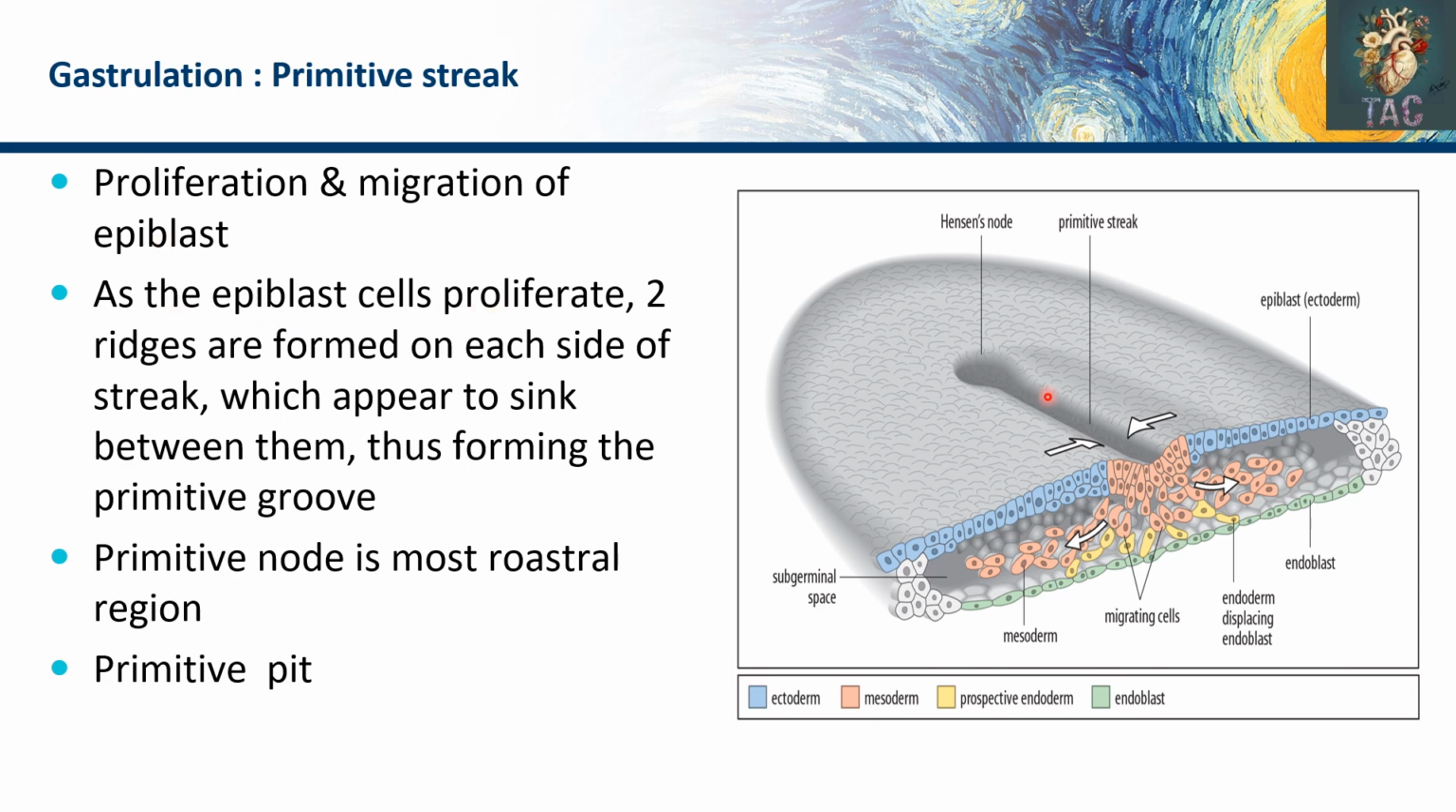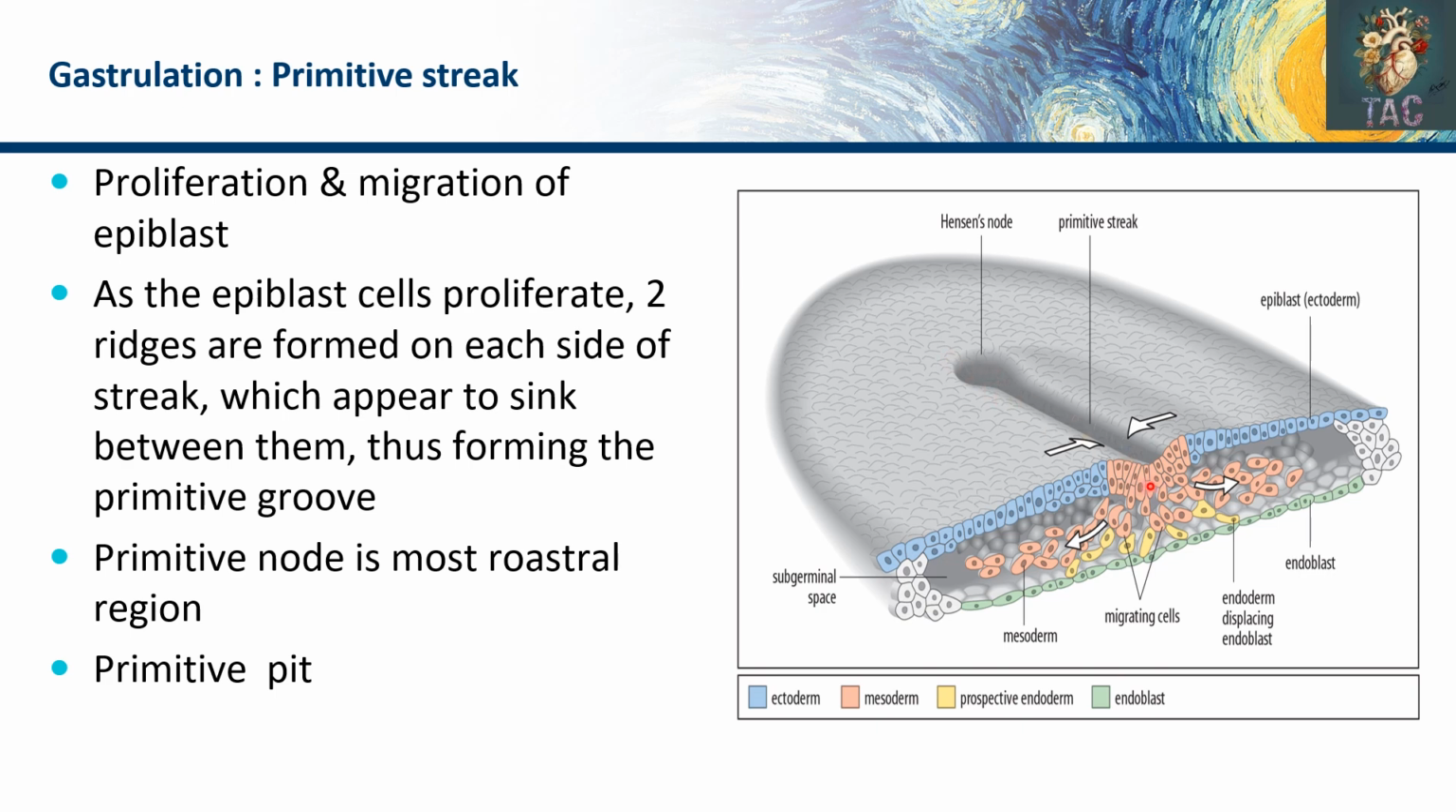As the epiblast cells proliferate, two ridges are formed, and in between the two ridges there is a groove, an indentation, which is called the primitive groove and is present in the primitive streak. The most cranial, most rostral portion of this primitive streak is called the primitive node, and the indentation in this primitive node is called the primitive pit.